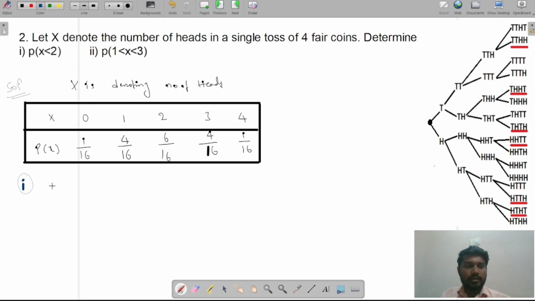What is the first question? P of x less than 2. So it is nothing but x less than 2.